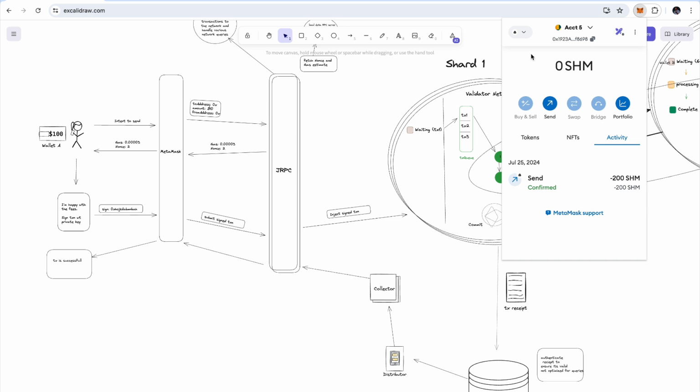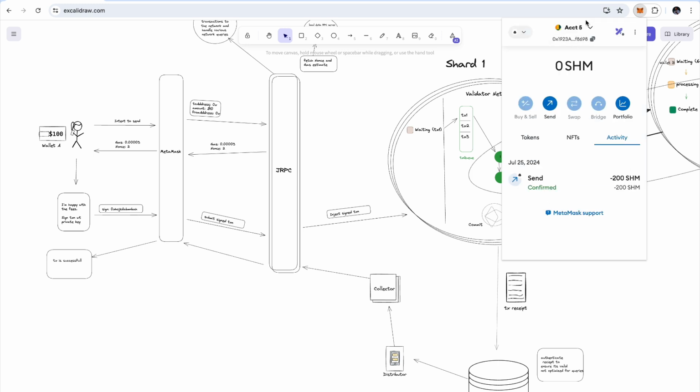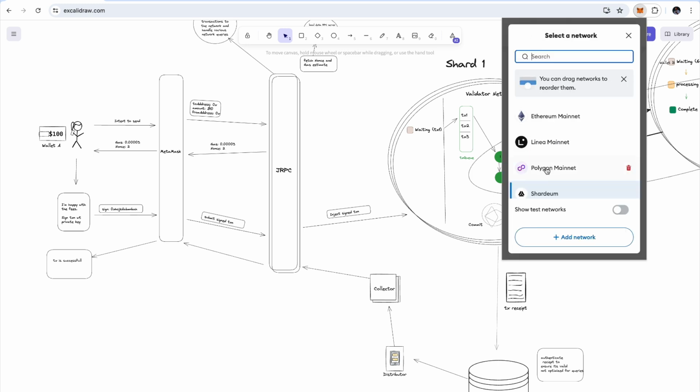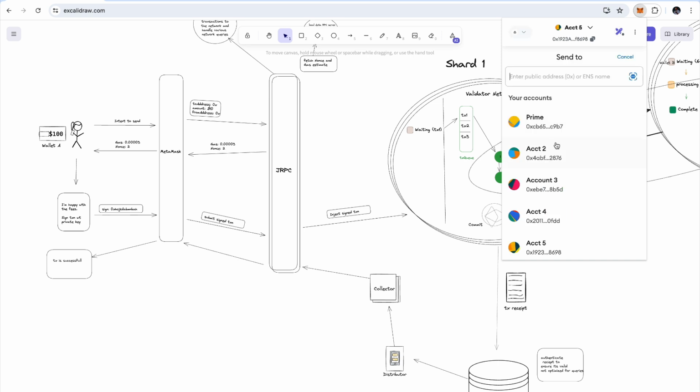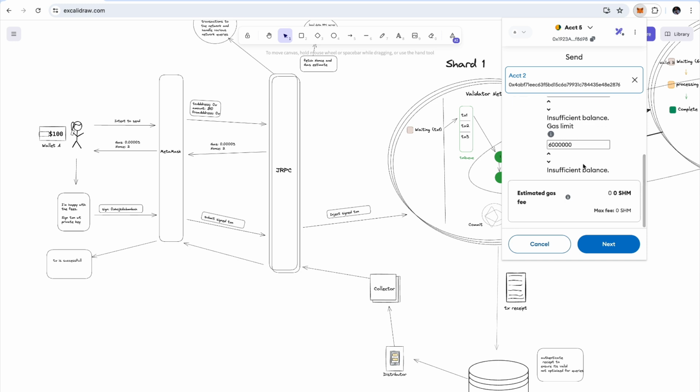But what happens is you can come on to MetaMask. Let's assume that I have 200 or however much SHM tokens in this account. You can select that account. You can see that I'm on the Shardeum network. Click to send. Select an account you want to send it to. Put some amount. And of course, there's zero SHM on this account, so I don't have any money for gas fees. But what would happen is you're going to get estimated gas fees.